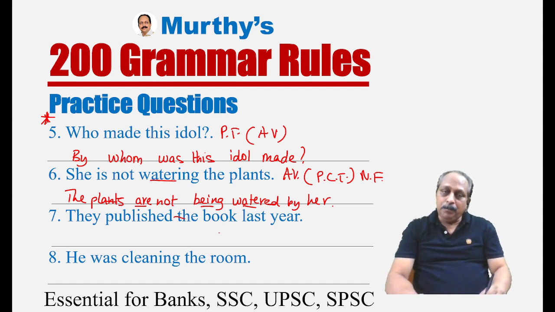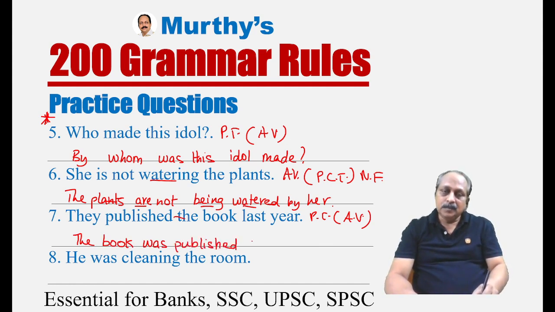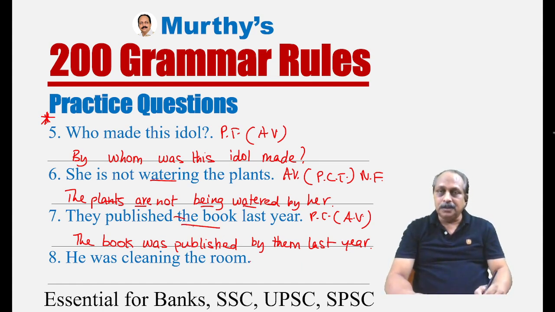They published the book last year. Which tense is this? Past tense and active voice. How does it change? The book was published by them last year. They published the book last year. The book was published by them last year.